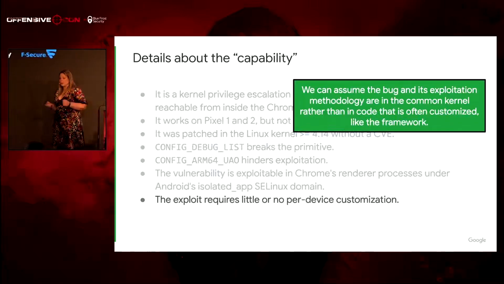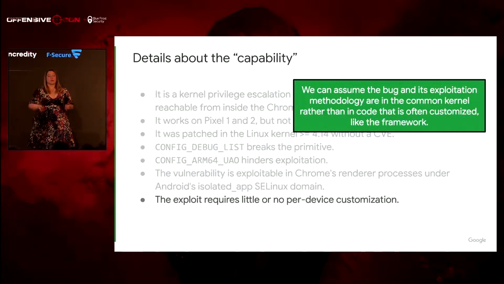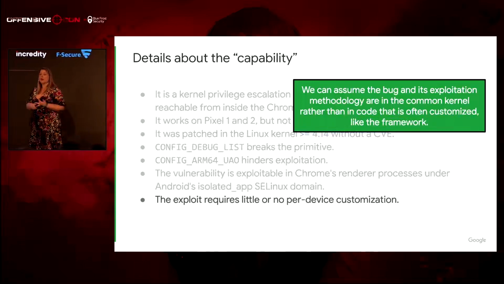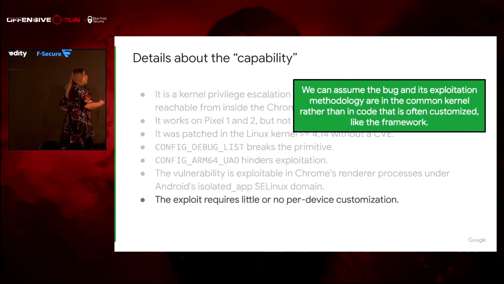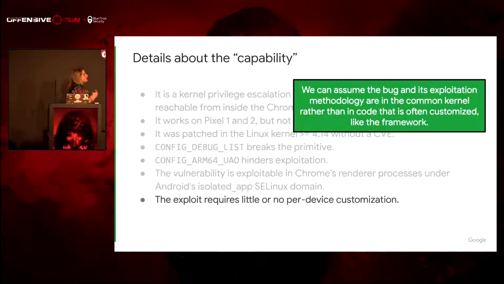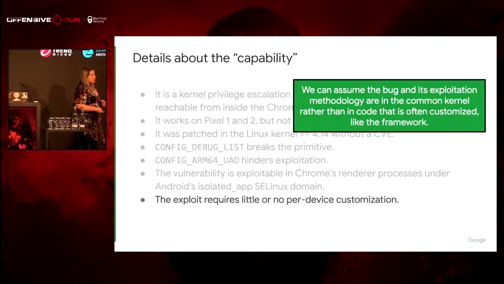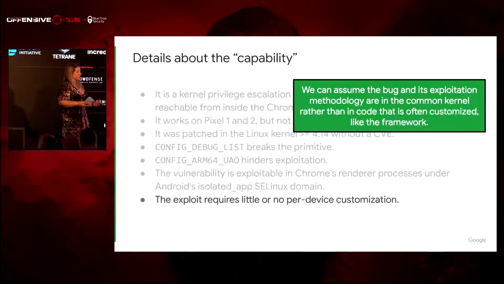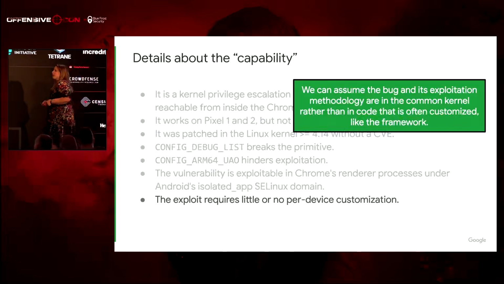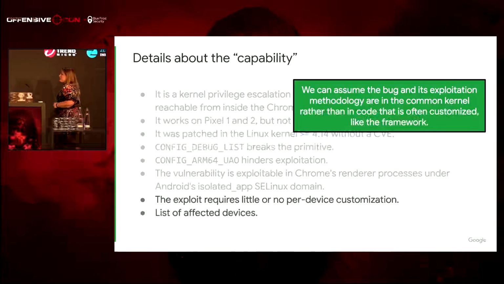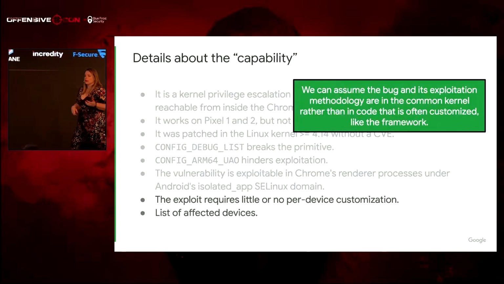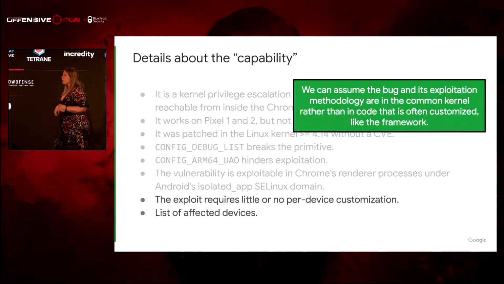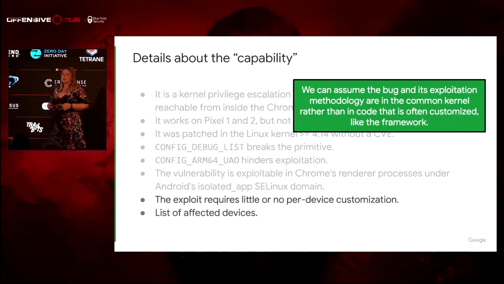Next, the exploit requires little or no per device customization, which again goes back to the kernel thing, but it's telling us that this is likely in the common kernel of Android rather than an OEM customization, such as Samsung's customizations to the kernel or Google Pixel's customizations to the kernel. So it further helps us understand where we are looking for a bug. And lastly, we had a list of affected devices. The last slide of this, I will link to a blog post about this, as well as the P0 issue tracker, and so that's where you can find the full list.